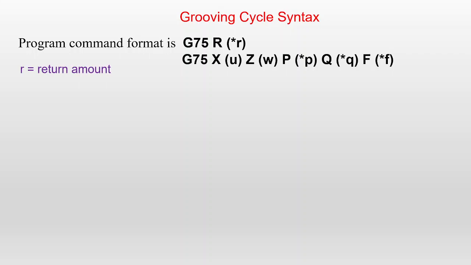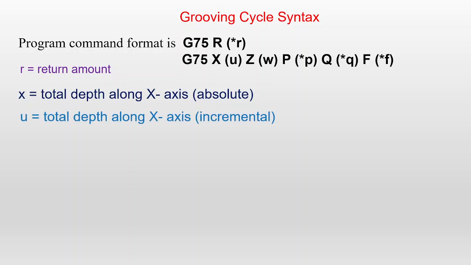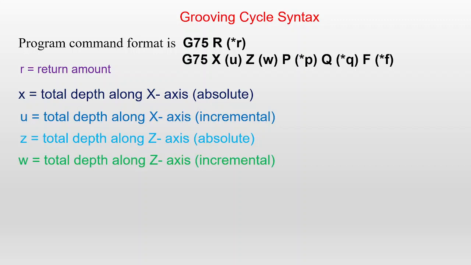So R, the small r, is representing the return amount, how much the tool will move backwards, that we specify here with a small r. And X is the total depth along the X-axis. That diametrical value we have to give, what is the total depth of groove required, that we have to mention here. And the total depth along the X-axis as an incremental value, that small U indicates. And Z is the total depth along the Z-axis, absolute value, and the total depth along the Z-axis incremental value.